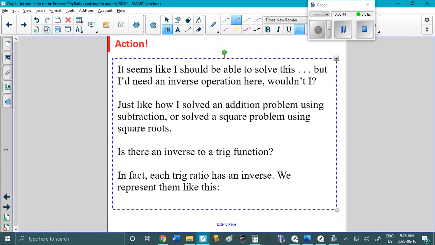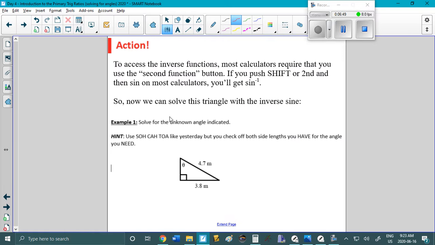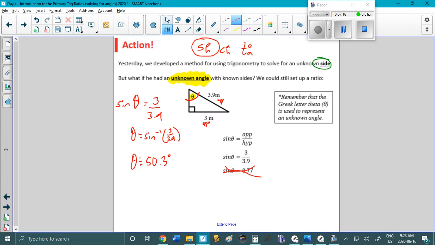All right, so this is some other stuff I had for class. Let's go to here. All right, so to access the inverse functions, most calculators require that you use the second function button, which is like shift or second, and then sine, or cos, or tan. If you have a two-line calculator, I will explain how that's going to look in a moment. So here we go. This is the angle we're looking for. We have the opposite. We have the hypotenuse.